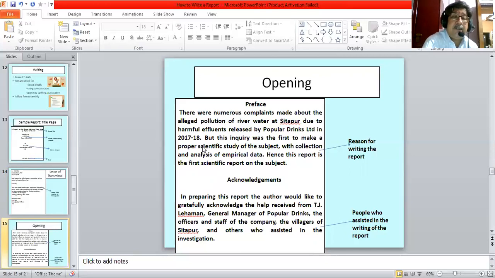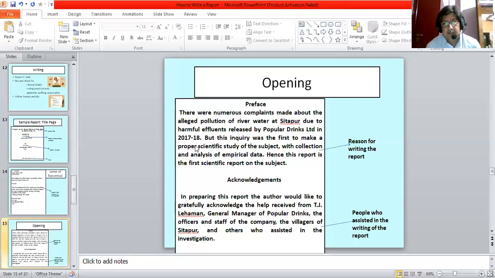Hence, this report is the first scientific report on the subject. So there have been numerous complaints regarding the issue of river pollution and the question of allegation against this company because it is releasing chemical effluents. But there has been hitherto no scientific study on the subject till this report. So this report is the first scientific study on this particular subject.